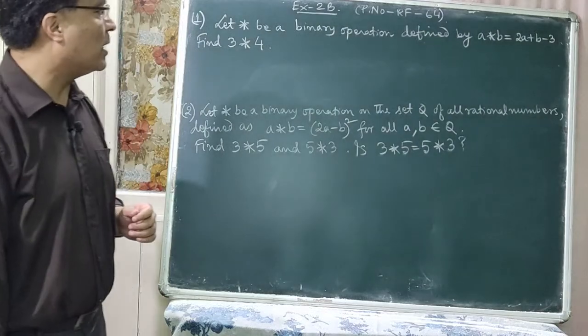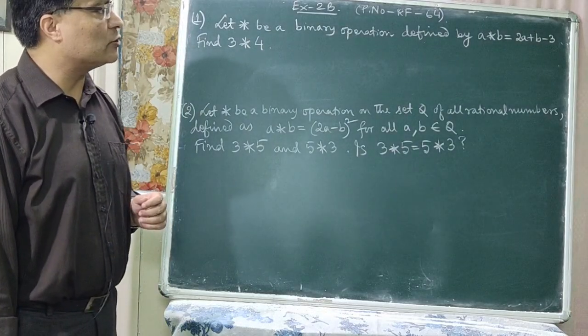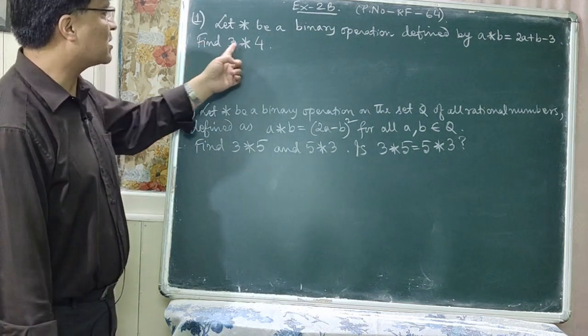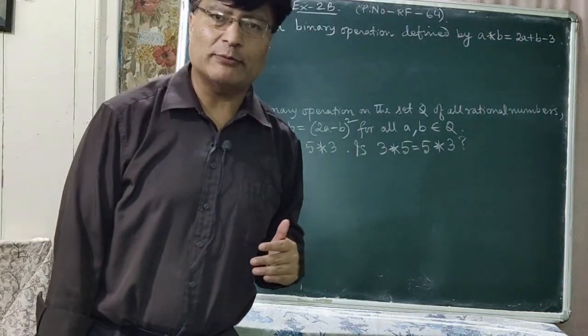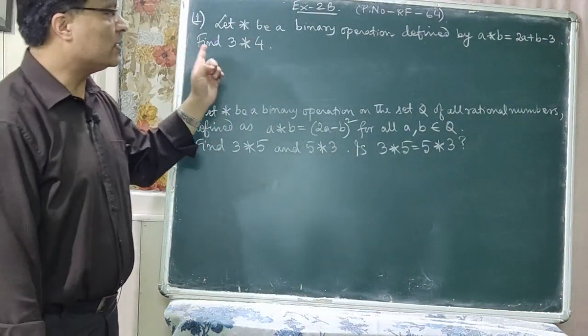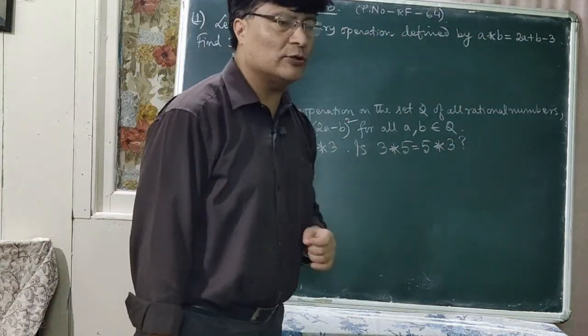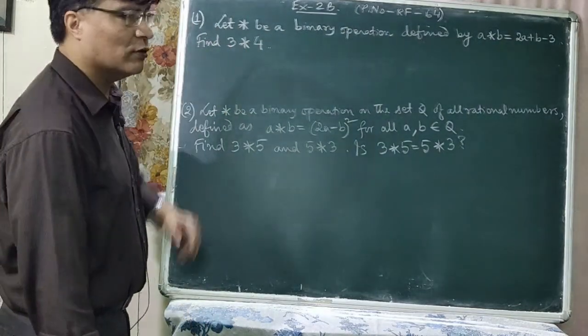Let star be a binary operation defined by a star b is equal to 2a plus b minus 3. So you have to find out 3 star 4. This type of question you may get in objective type of question. Right? So here it is given that star is defined as a star b is equal to 2a plus b minus 3. So you have to find out 3 star 4, right?